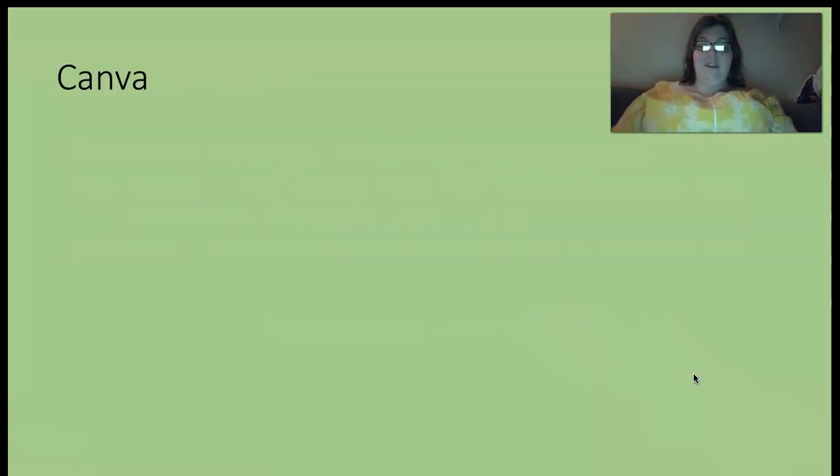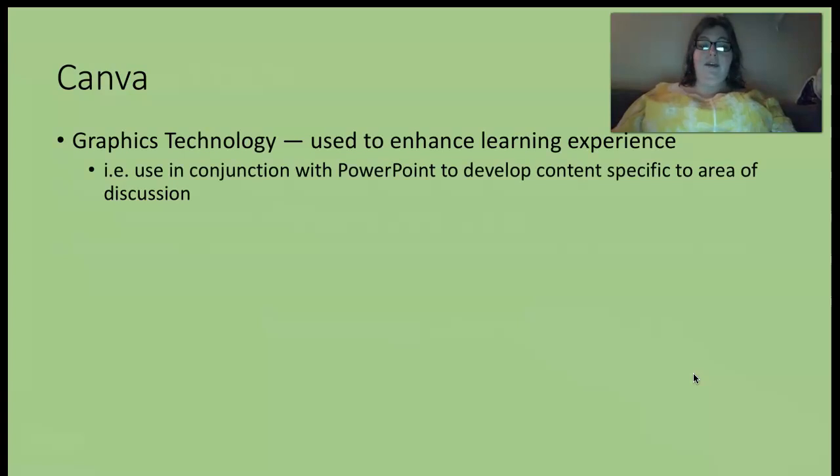Let's look at Canva. Canva is a graphics technology used to enhance learner experience. It is used in conjunction with a technology such as PowerPoint to develop content specific to the area of discussion. For example, Canva could be used to design graphics that would represent specific situations an individual would encounter in soft shells versus tableting.